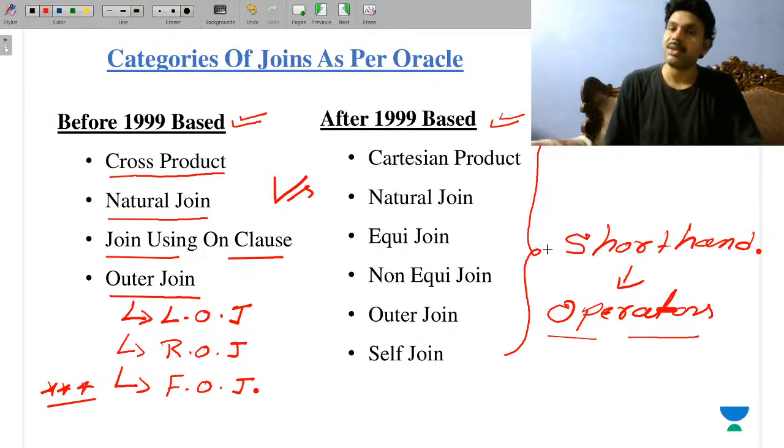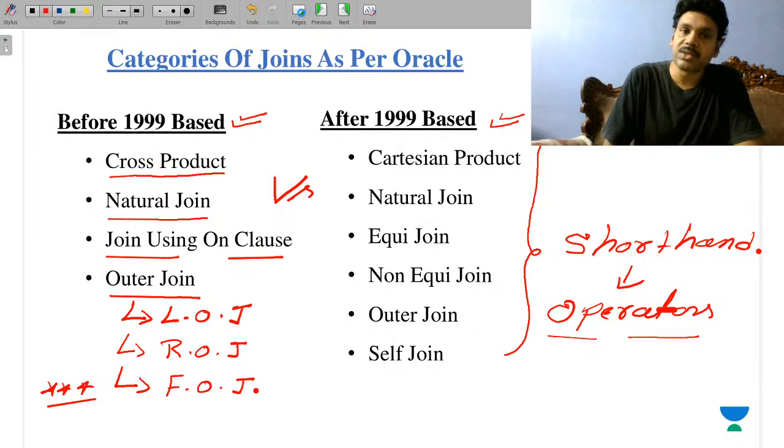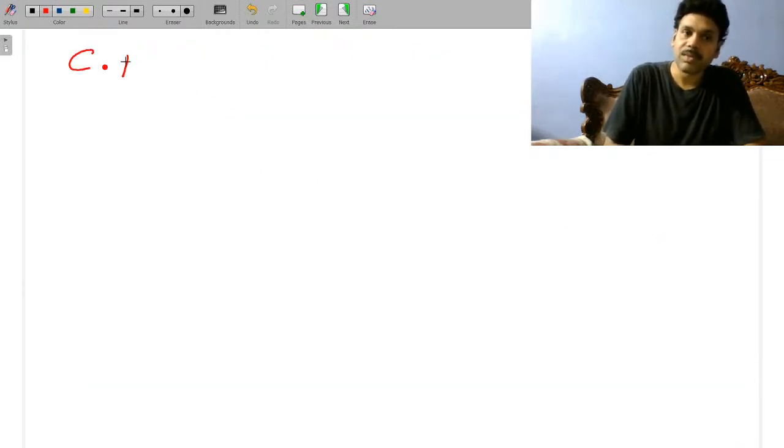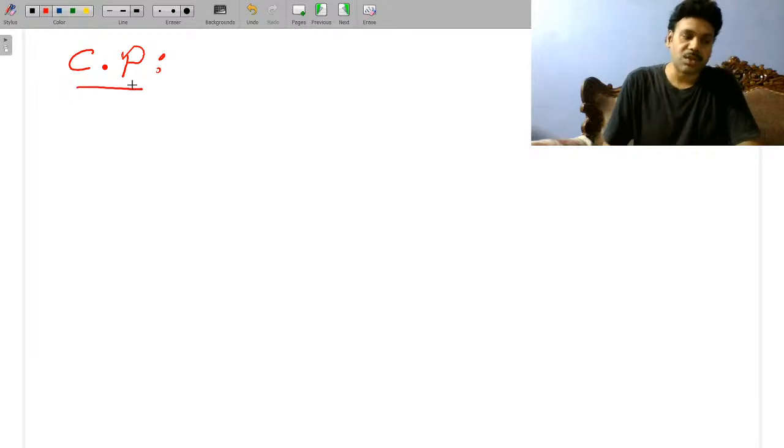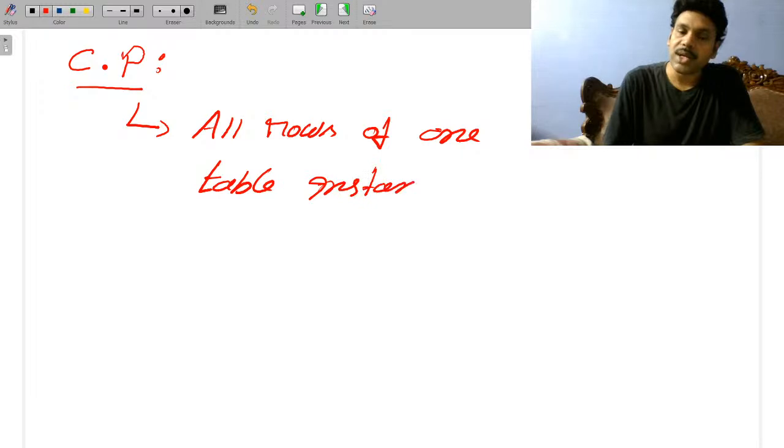So let us see first of all what is the cross product, natural join, join clause and outer join in this lecture. So when we talk about it, the first kind of join is called cross product. So what is a cross product? You observe that cross product is nothing but all rows of one table instance is mapped with all rows of the other table instance.